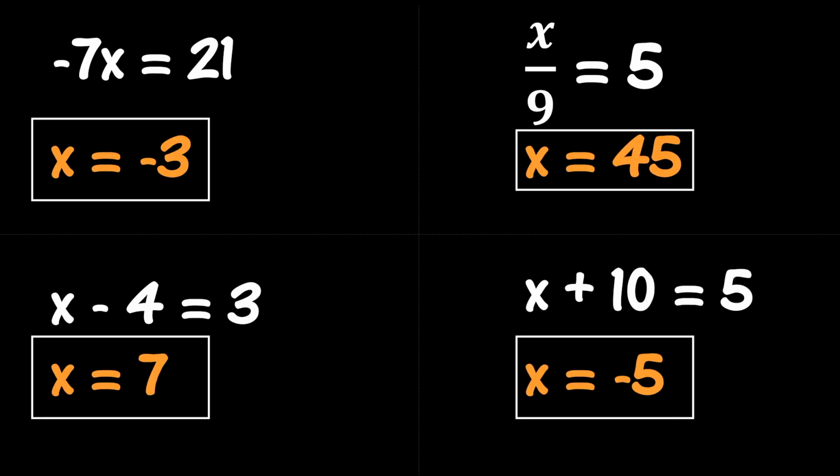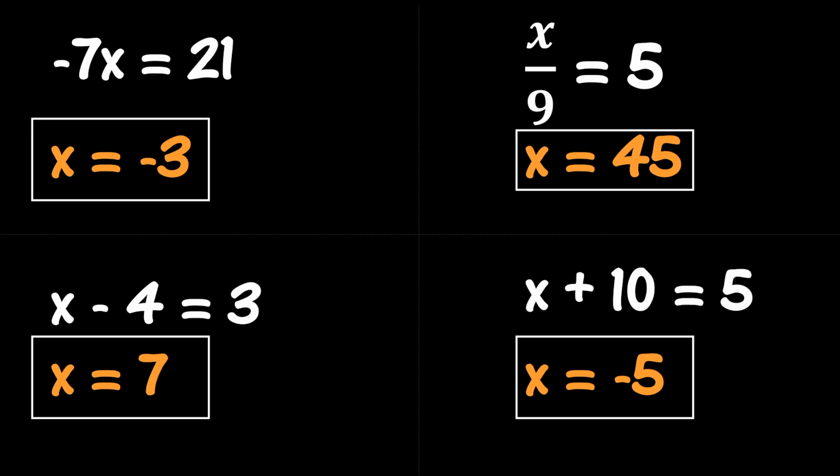For example 1, as you can see, the answer is x equals negative 3. This comes from dividing both sides of the equation by negative 7. For the left-hand side, negative 7x divided by negative 7 is equal to 1x, or just x. On the right-hand side, 21 divided by negative 7 is equal to negative 3.